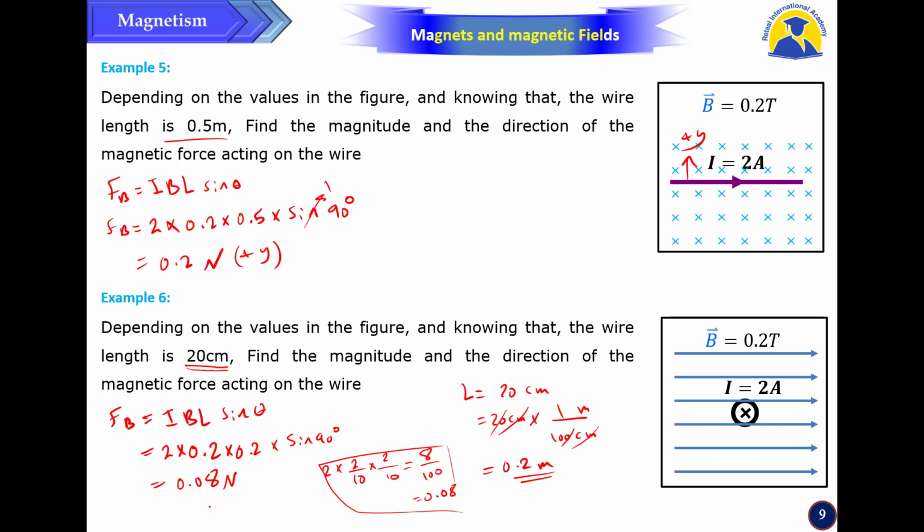Okay, now the direction of the force. Here we use our right hand, so the direction of magnetic field is to the right. The direction of electric current is inside the page, so the direction of magnetic force will be down, this one FB, negative y axis. So here, negative y axis.